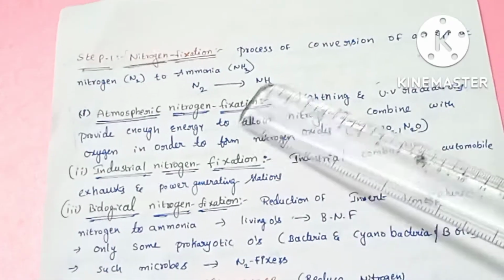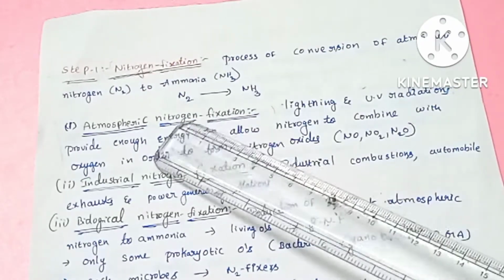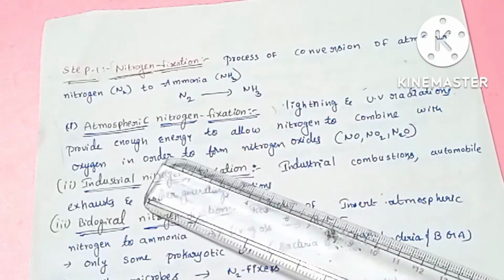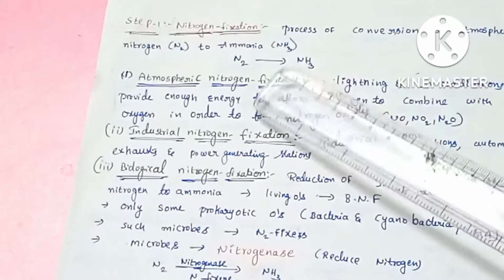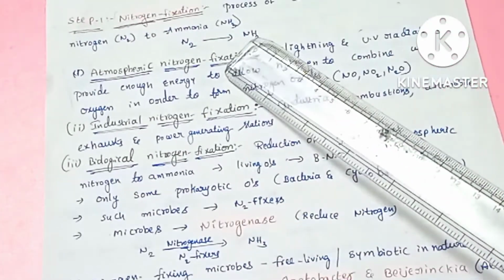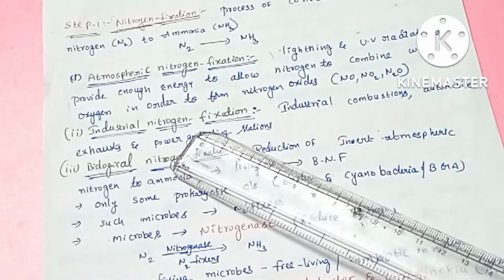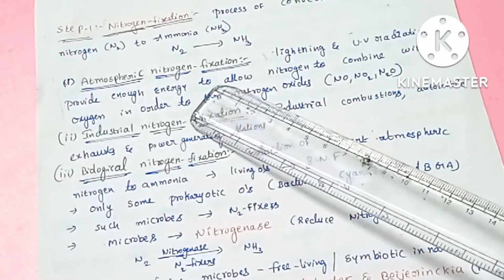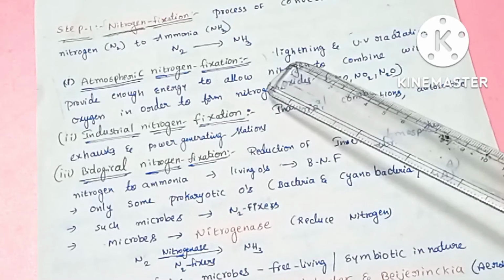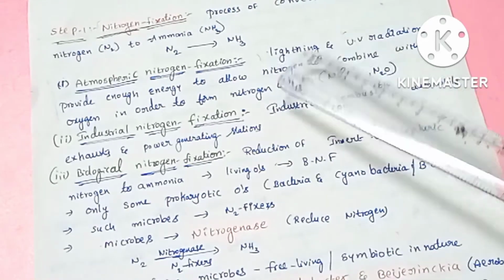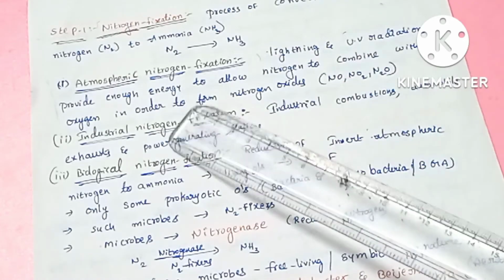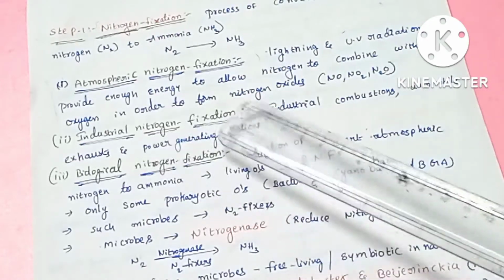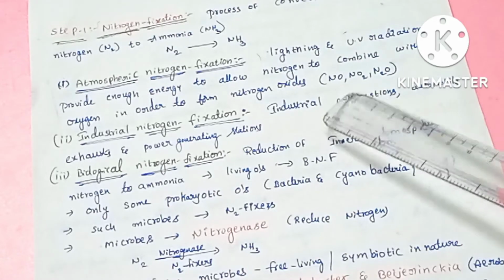The next process is nitrogen fixation. What is nitrogen fixation? The conversion of elemental nitrogen to ammonia is called nitrogen fixation. It is done by different processes: first, atmospheric nitrogen fixation; second, industrial nitrogen fixation; and third, biological nitrogen fixation. How is atmospheric nitrogen fixation done? During rains we get lightning. By lightning or UV radiation, enough energy is released. That energy is used by nitrogen to combine with oxygen and form the oxides of nitrogen.